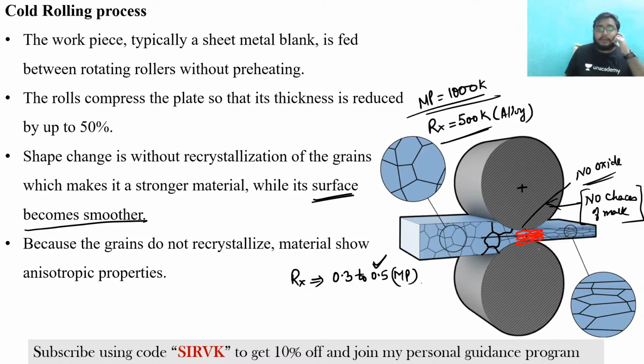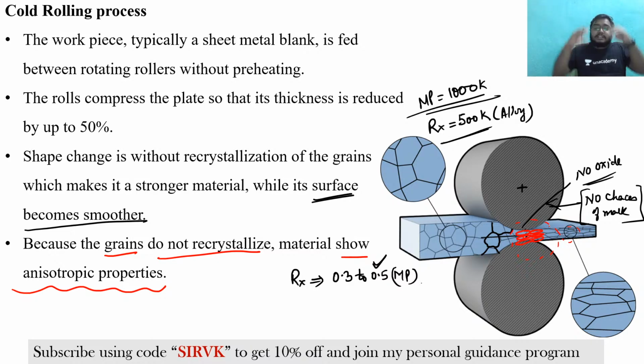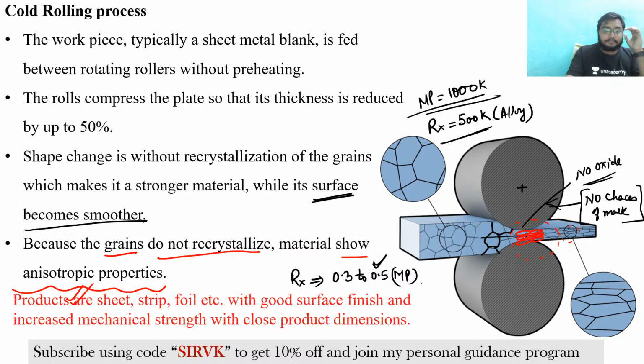So what is happening here? Grains do not recrystallize and materials show anisotropic properties, because the grain structure is very much different in this case also. After this it is squeezed. So the grain structure is squeezed, and at some points more squeezing would be there, at some points less squeezing. So for these conditions you are getting the anisotropic properties. I hope you understood these things.